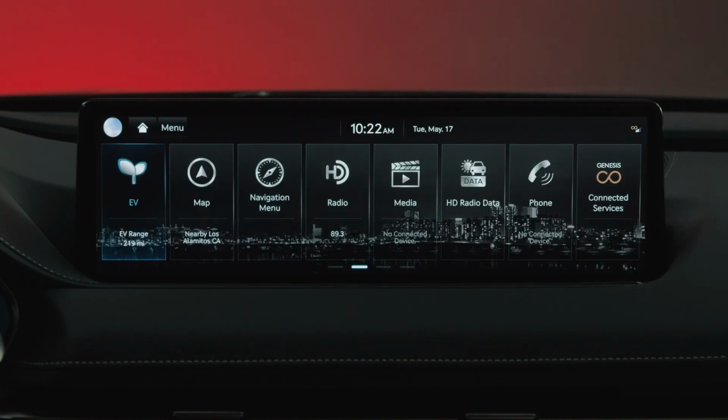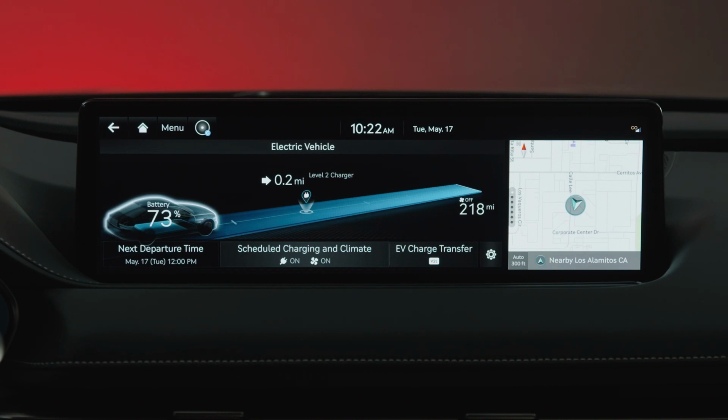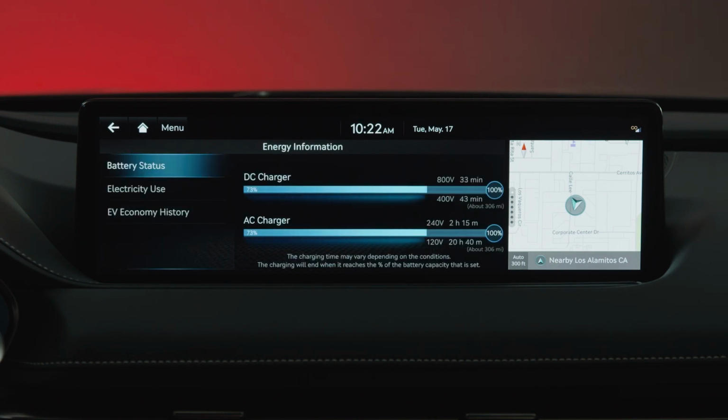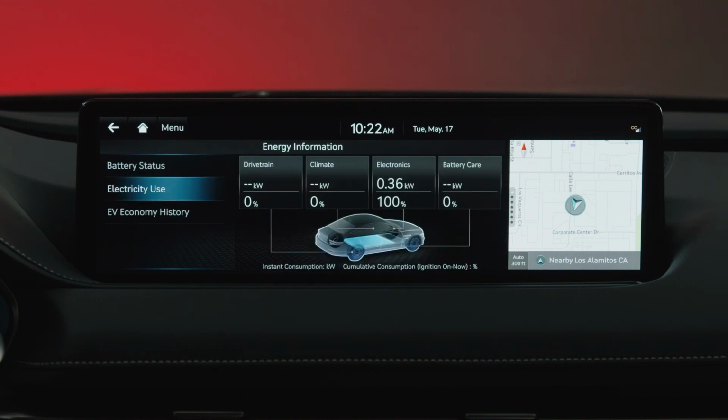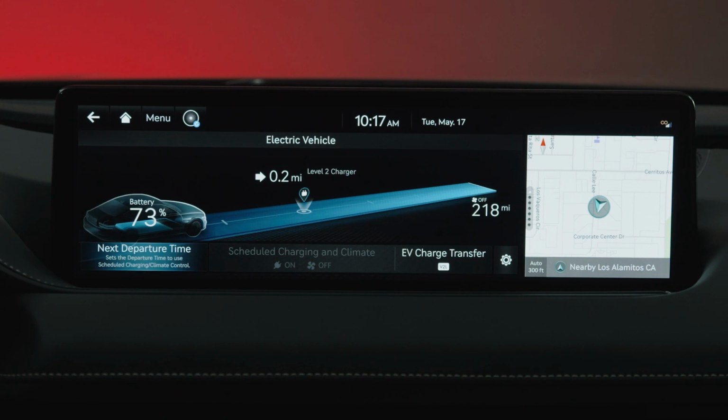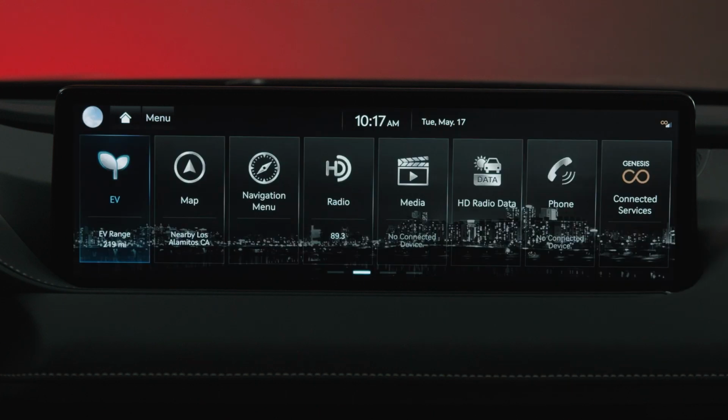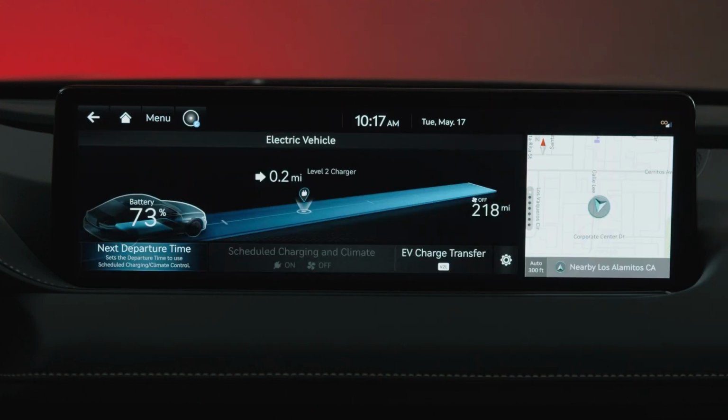Energy information can be accessed by selecting EV, then the vehicle image on the screen. Information such as the battery energy consumption can be seen here, as well as vehicle range, total power remaining, and expected charging times. Departure helps you set a scheduled charging time and preset climate control temperature for your next departure time. Access this by selecting EV, then Next Departure on the EV mode screen.